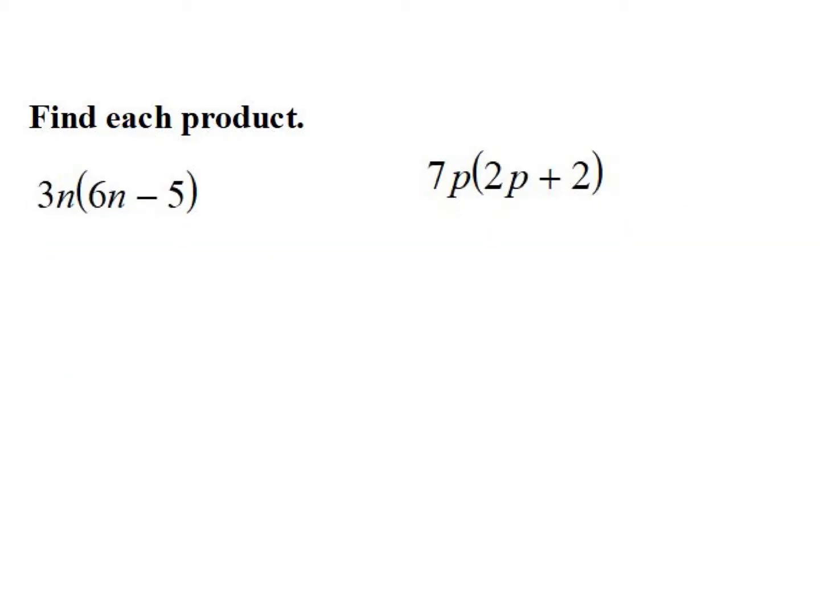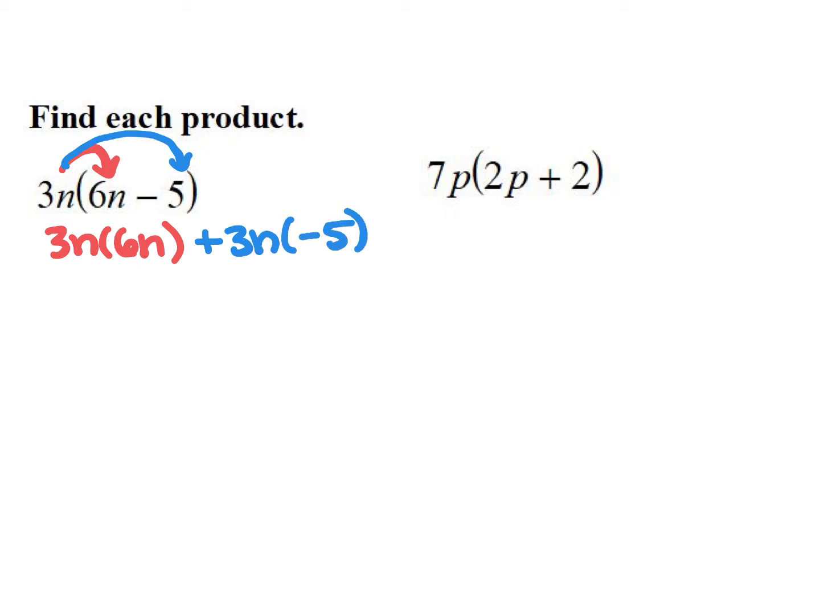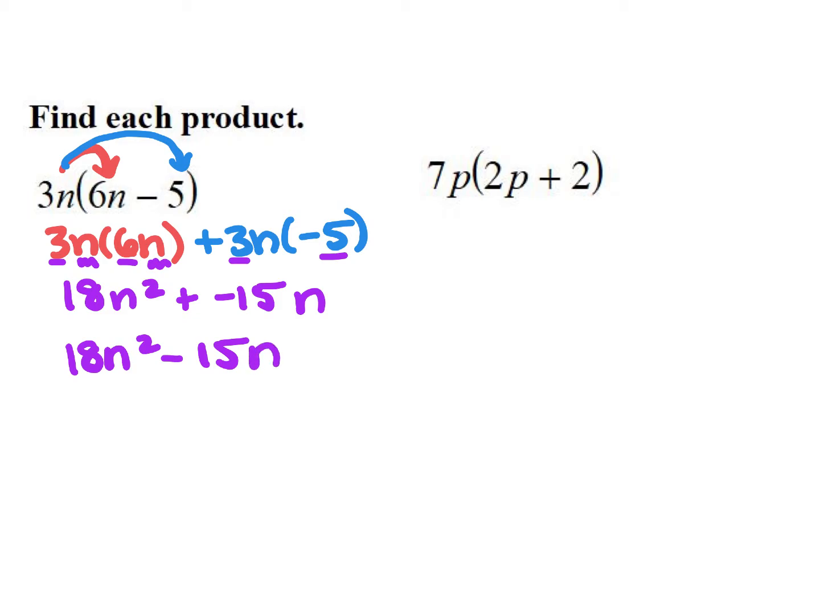In the next example, I'm going to follow the same process. So I start by multiplying the 3n to the 6n, and then I'm also going to distribute the 3n to the minus 5. So it becomes plus 3n times negative 5. Now when I simplify, 3 times 6 is 18, and n times n gives me n squared. For the next part, I'm just going to multiply, so the 3 times negative 5 is negative 15, and I leave the n attached, and instead of writing it with plus minus, rewrite it as 18n squared minus 15n.